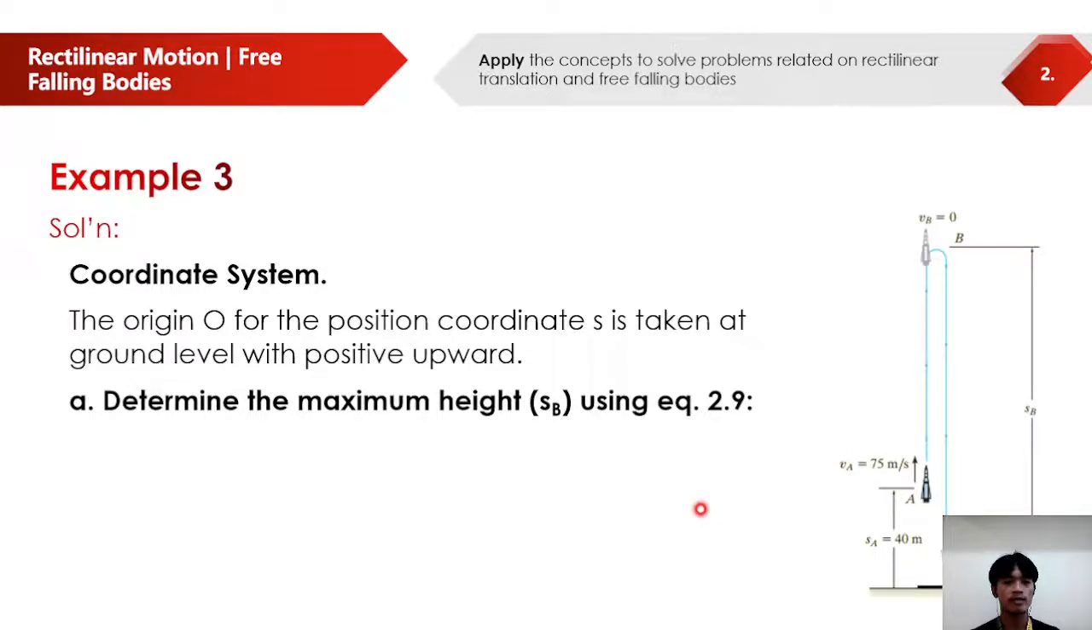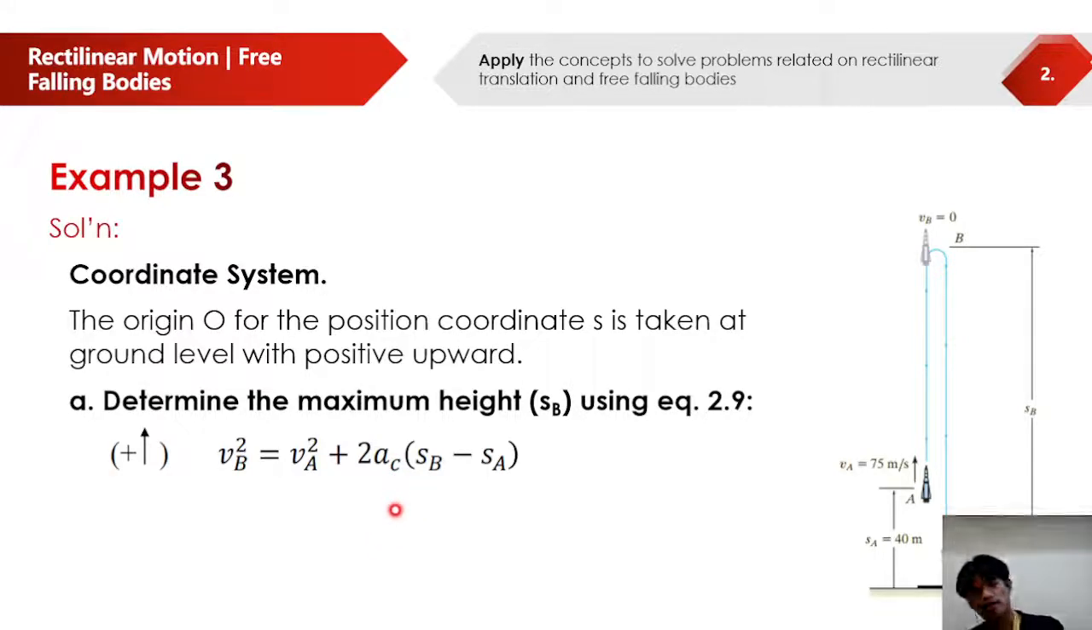Okay? So let's solve for our first requirement. We determine the maximum height s sub B using equation 2.9, which we gave earlier for free falling bodies problems. We assume that upward motion is positive. So we have v squared sub B equals v squared sub A plus 2 a sub c, or 2g. But in this problem, it is specifically given that the acceleration is due to gravity, which is a sub c, times (s sub B minus s sub A).